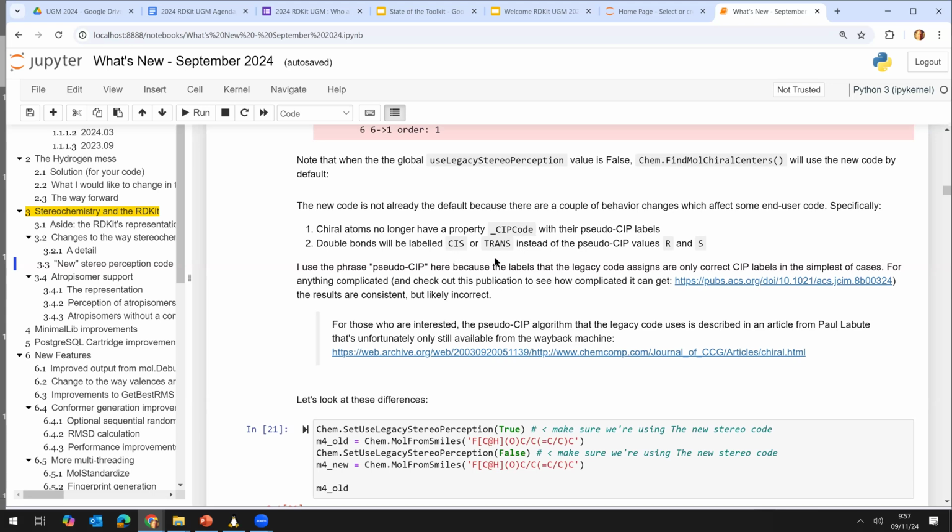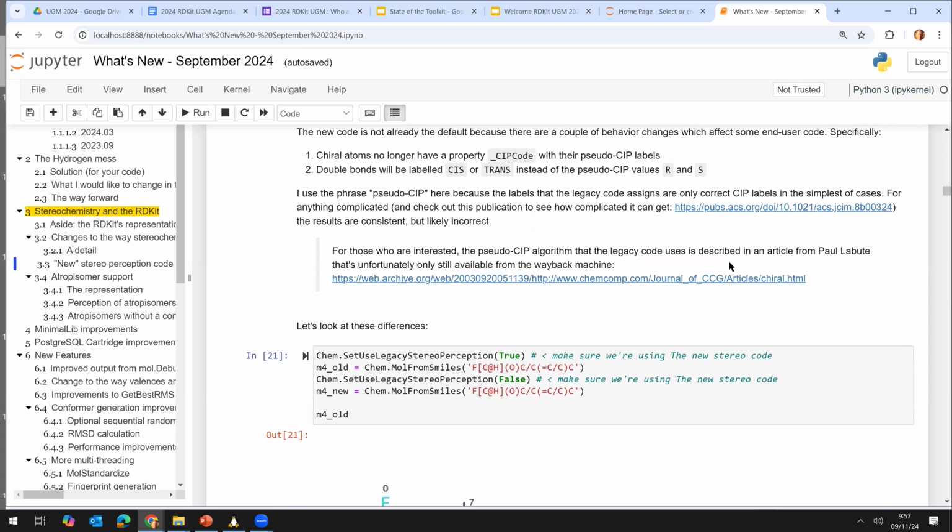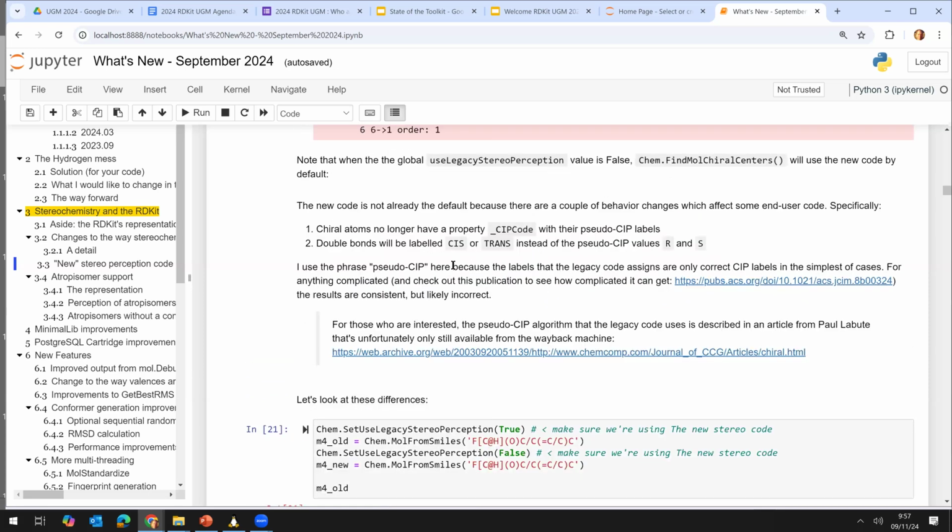Also, double bonds are going to be cis or trans instead of being R and S. So if you're used to checking for R and S, it's not going to be that anymore. It'll be cis or trans. Sorry, E and Z. Oh, bad. I'll fix that. Thank you. It's very important.